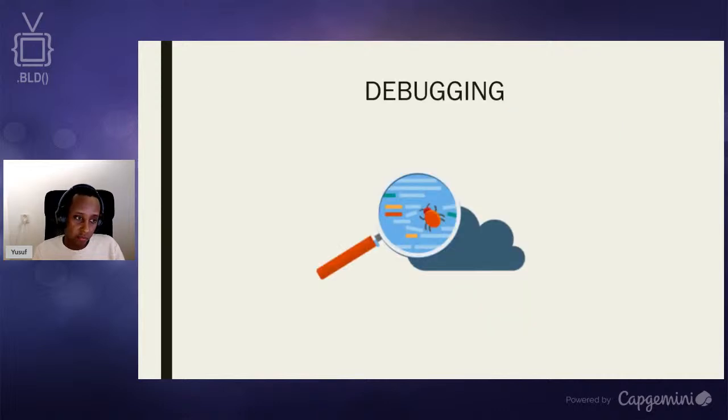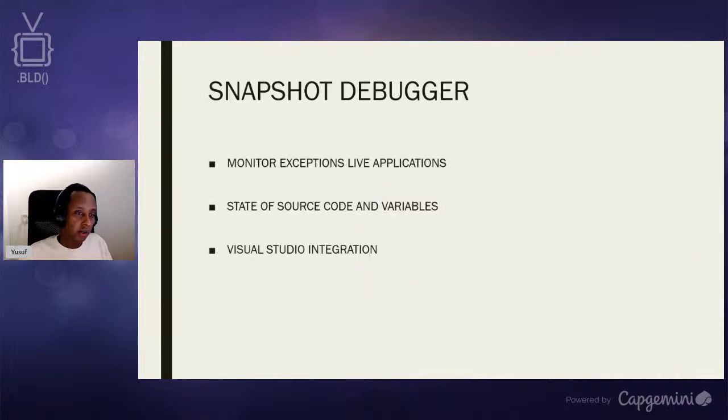So now we handled monitoring. Now let's look into debugging. Snapshot Debugger is a feature within Application Insights, and it's very useful when an exception or issue occurs within your live application and you want to look into it. The way Snapshot Debugger works is it collects snapshots on your top throwing exceptions, so that you have the information you need to diagnose the issues in production. It's very useful when an exception occurs in your live application. And the snapshot contains the state of the source code and variables at the moment the exception was thrown.